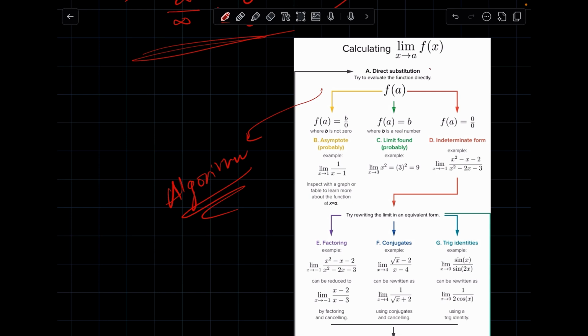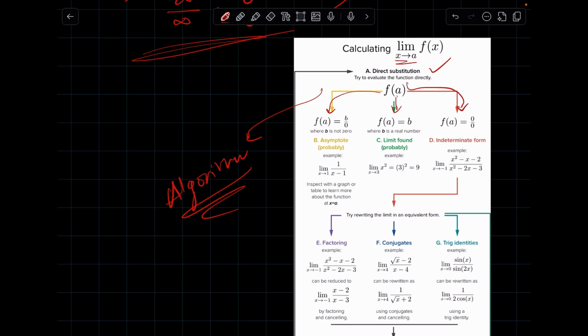So your first thought should be to directly substitute your x as a, and if you get something such as b upon 0, which is an asymptote, the graph does not exist at that point. So the limit doesn't exist. And if it gives us an actual number, then great. That means you have found the limit. Your answer is most probably correct.